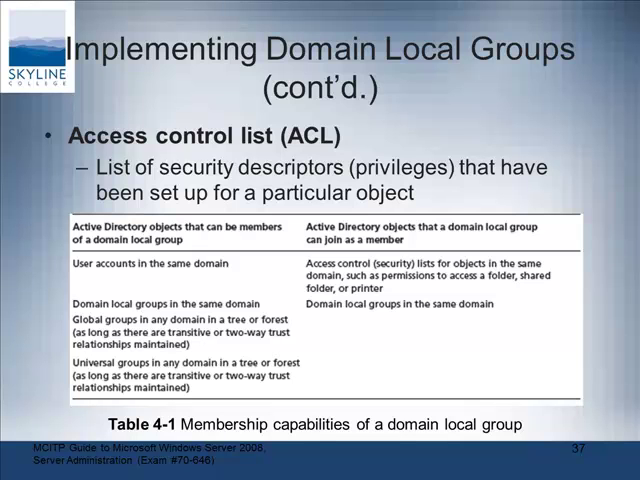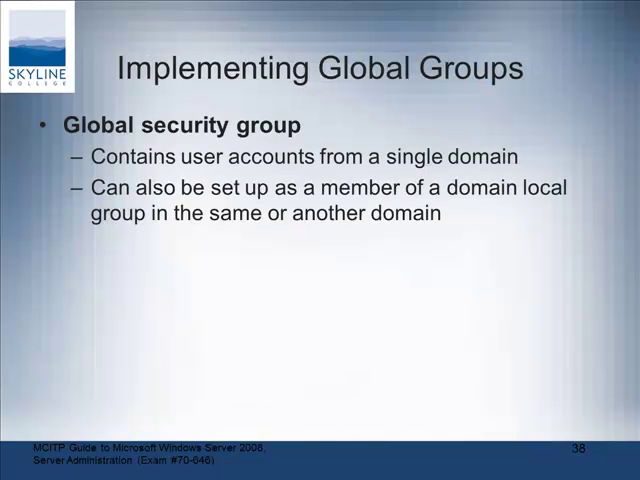Access control lists, the security descriptors, the privileges that have been set up for a particular group. We have the access control list, which is how we're going to give you access to resources. The access control entries, ACE, are the users that we put in that list, the group or whatever permissions we're giving. Global security groups are from a single domain, same things that we said.